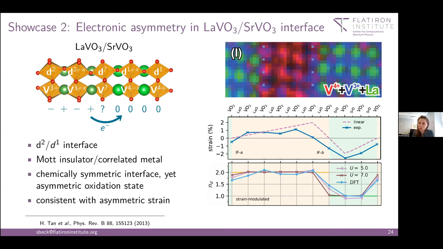which have an oxidation map, where green just indicates the lanthanum ions, and then red is the 4+ state for the vanadium, and blue is the 3+ state. And you can clearly see that on the left hand side you have 4+, on the right hand side you have 3+, even though the system is chemically symmetric. And we can simulate this. So here the blue lines I've extracted are the average experimental data.